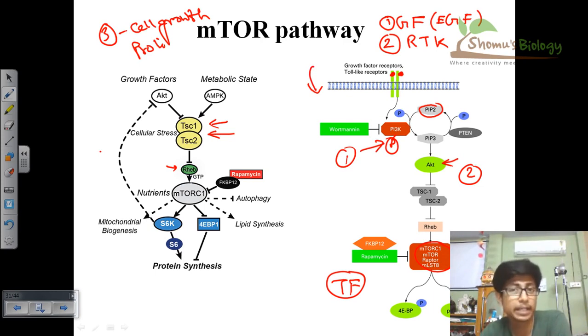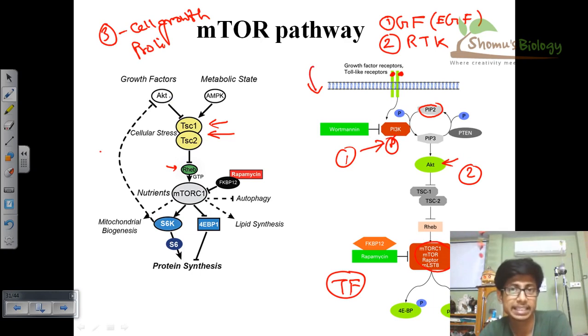RHEB is a very important protein, having the ability to activate mTOR. AKT cannot directly activate mTOR, only RHEB can. But the thing is, inside the cell RHEB is usually turned off. RHEB is inactivated by TSC1 and TSC2. So TSC dimers play the inhibitory role for RHEB.